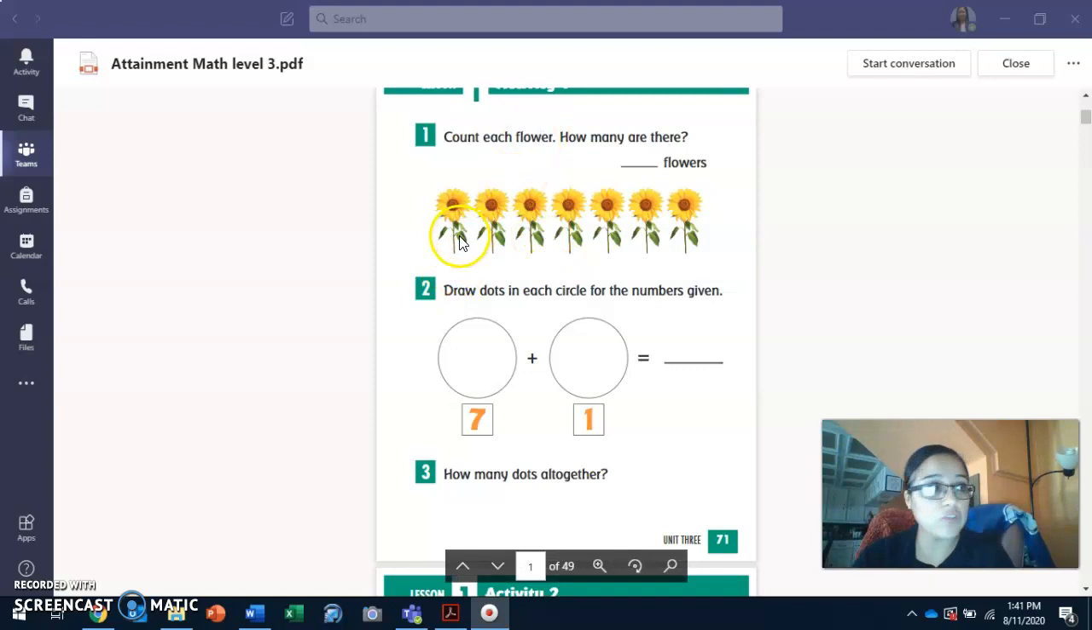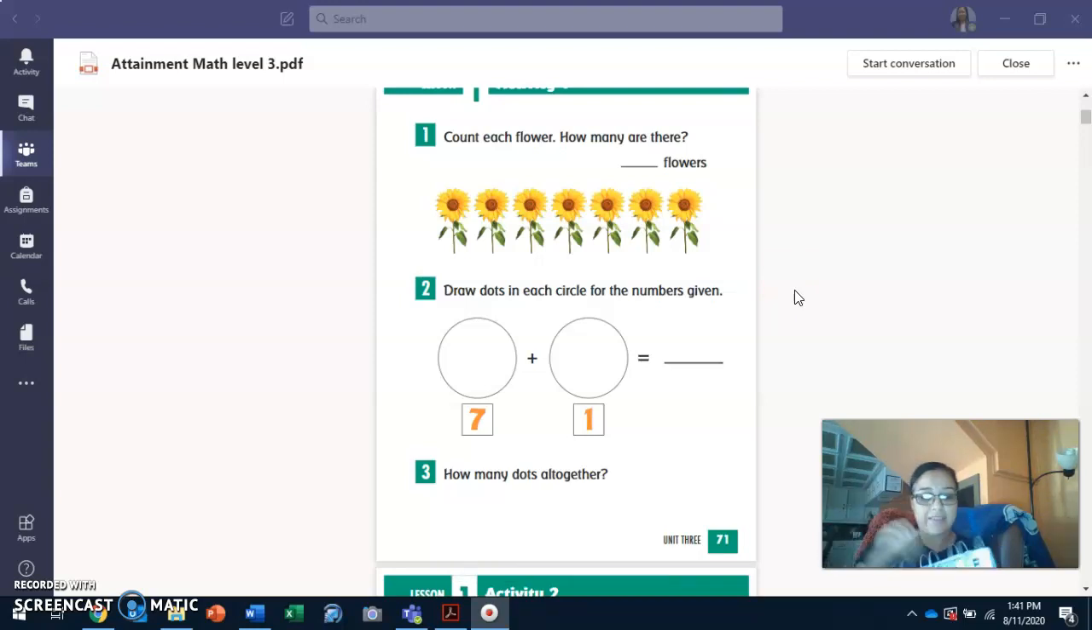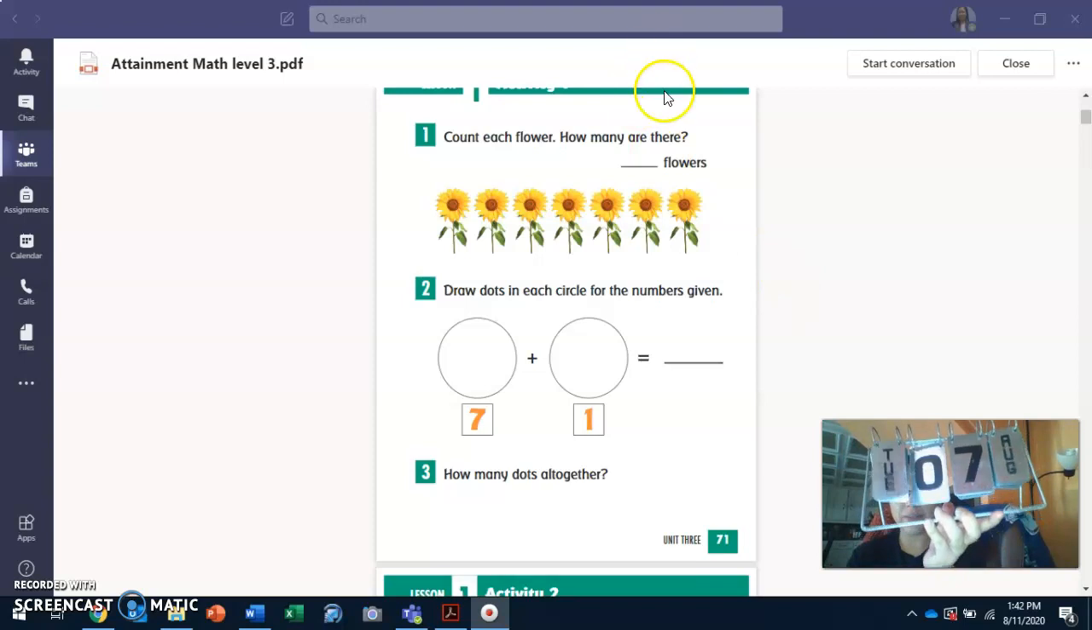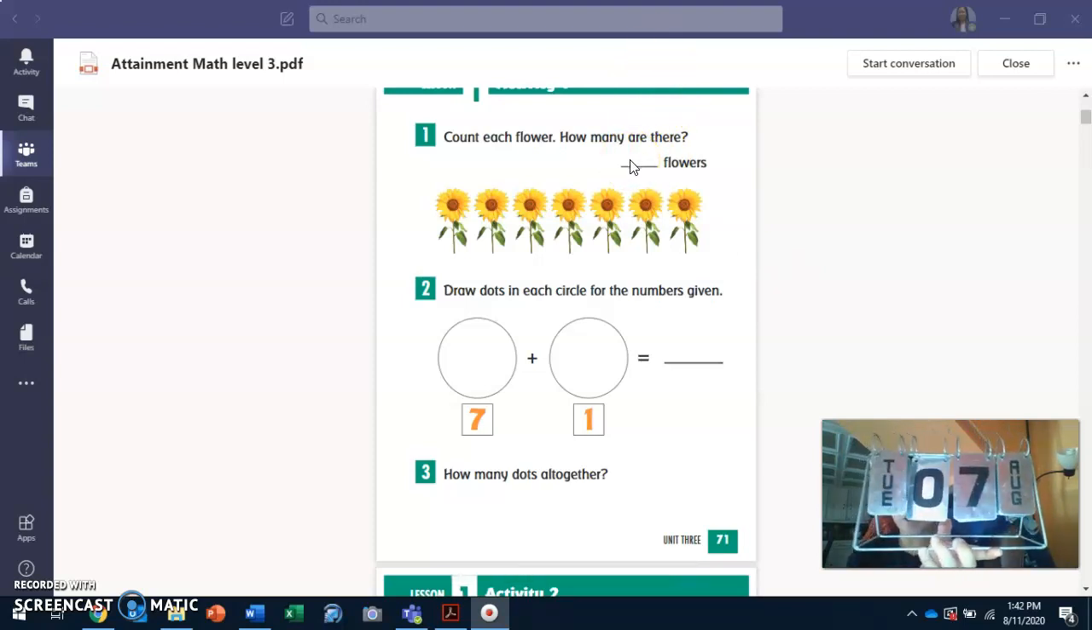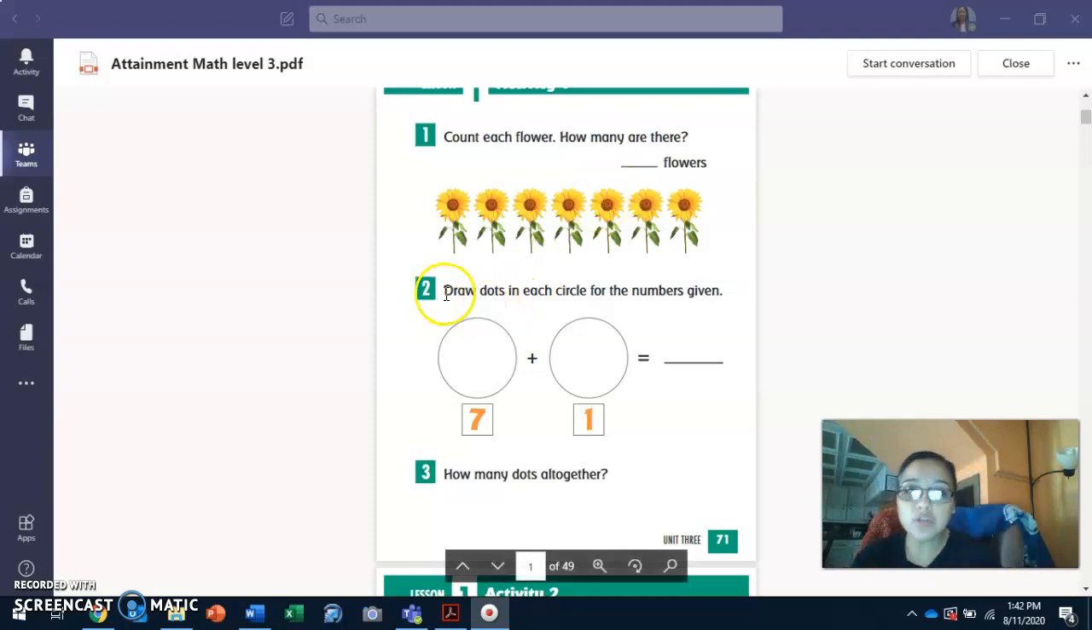So how many flowers do we have? 1, 2, 3, 4, 5, 6, 7. Good job. So does everybody know what the number 7 looks like? Let's see you try. And number 7 looks like this. So go ahead and write this number on this line. Great job.